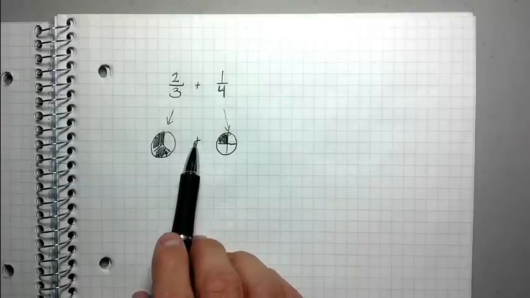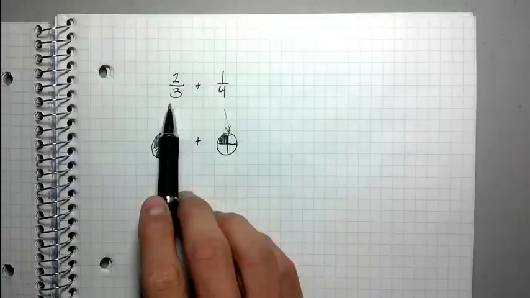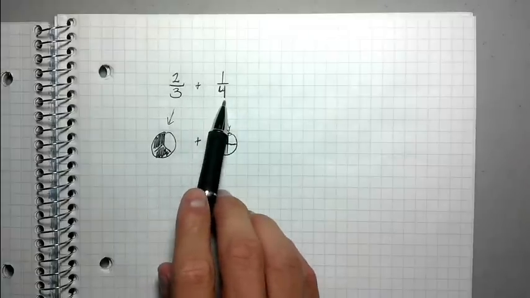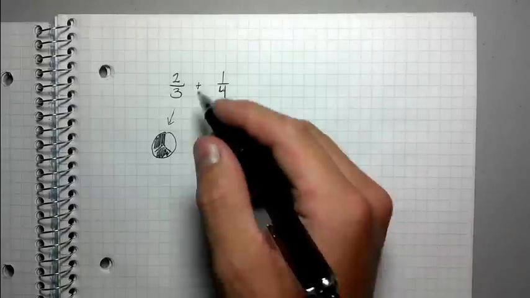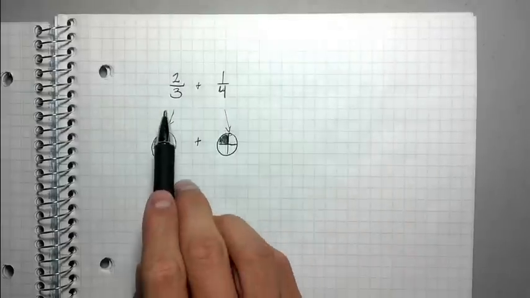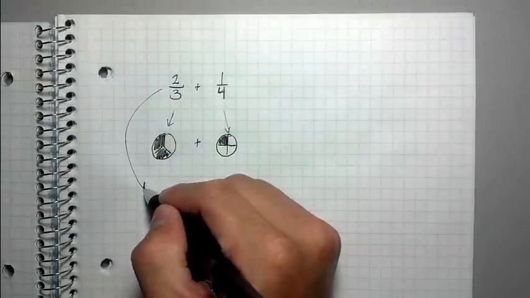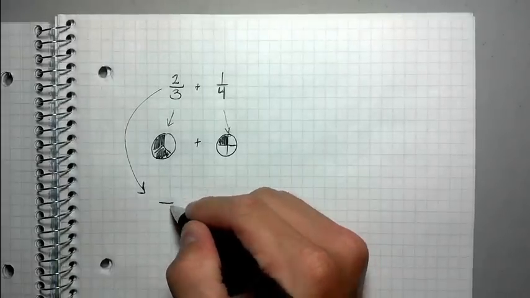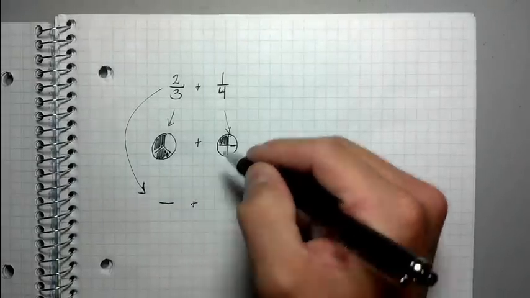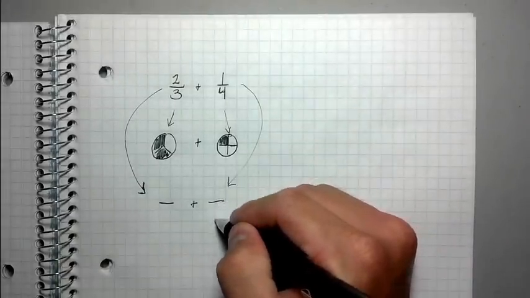So the way you do that is you just need to rewrite these fractions as equivalent fractions that share the same number on the bottom, otherwise known as getting a common denominator. You might have heard that before. So I'm going to rewrite this, instead of as 2/3 plus 1/4, I'm going to rewrite 2/3 as some equivalent fraction, so something over something, plus an equivalent fraction of 1/4, something over something.